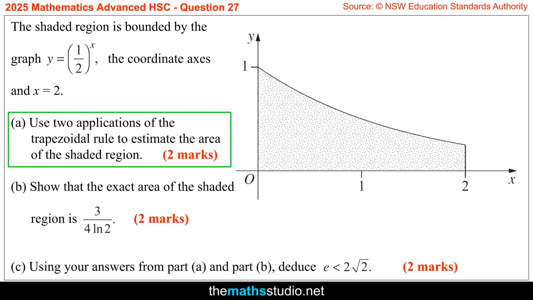Question 27. The shaded region is bounded by the graph y equals half to the power of x, the coordinate axes, and x equals 2. Part A. Use two applications of the trapezoidal rule to estimate the area of the shaded region.